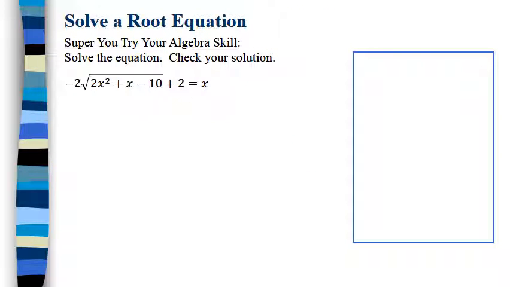Okay, here's a super awesome U-Try to check out your algebra skills, so go ahead and try it. Okay, welcome back. Here's the answer.